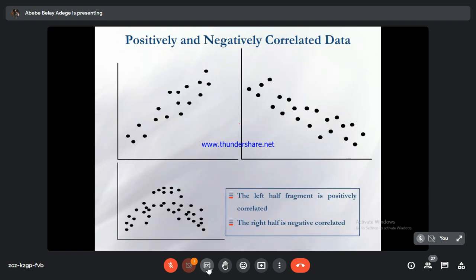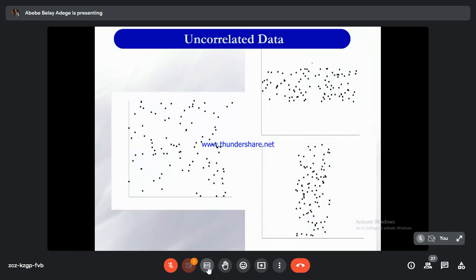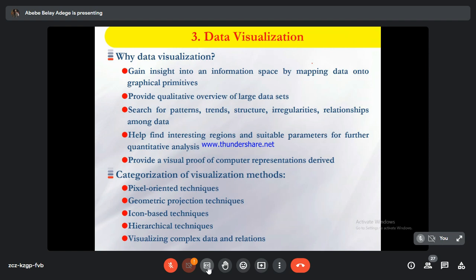The other is positive and negative correlation. If this one is a positive correlation, the distribution goes from left to right, which is positive. Here it is the negative distribution, just declining, so if negatively correlated, they are apart from each other, moving apart, a similarity measure. Uncorrelated means they have no pattern. And here it is data visualization.